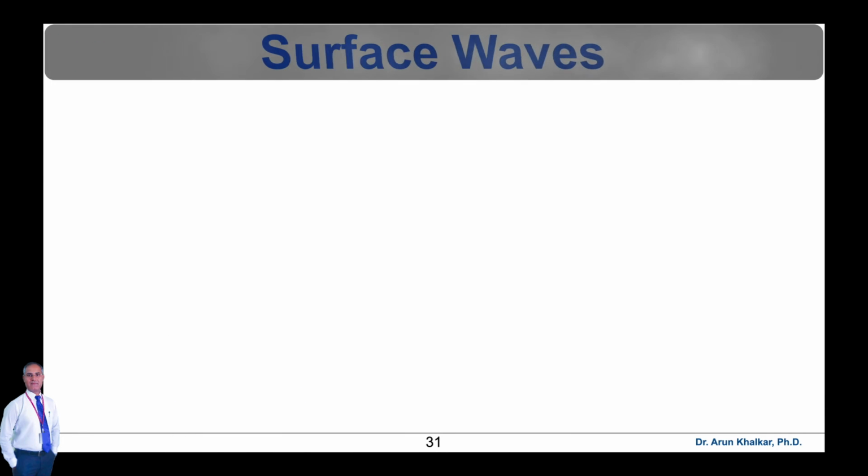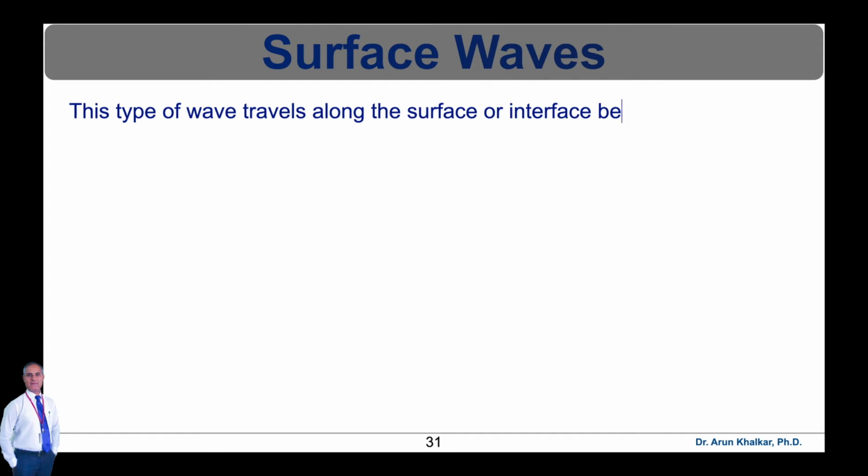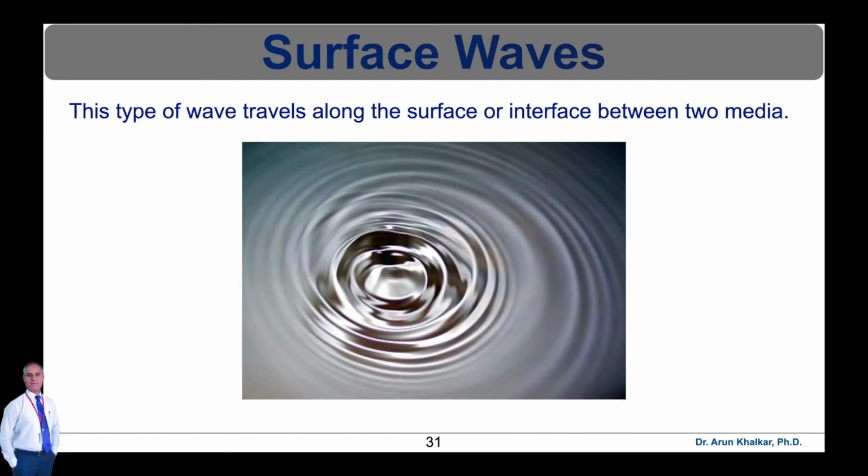One more type of wave is surface waves. This type of wave travels along the surface or interface between the two mediums. An example of surface waves would be waves in a pool or in an ocean, lake, or any other type of water body. So this is the picture which shows the surface waves in water, showing water ripples.